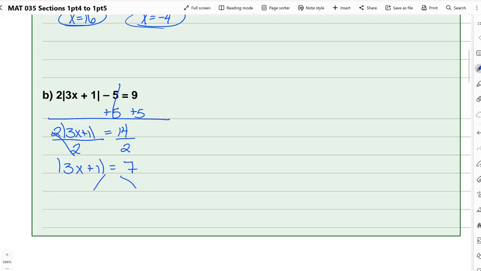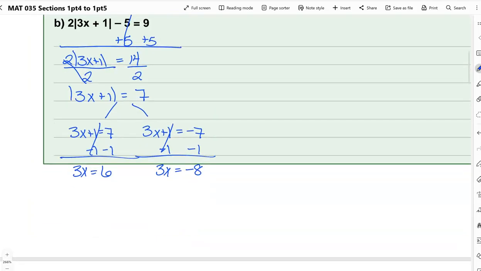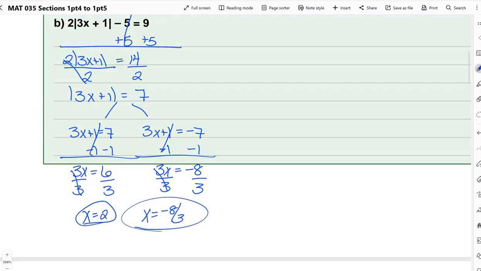This is where we would create two equations. We have 3x plus 1 equals 7. 3x plus 1 equals negative 7. So I'm going to subtract 1 from both sides. So we have 3x is equal to 6, and then 3x is equal to negative 8. And then we're going to divide everything by 3. So we're going to get x is equal to 2, and we're going to get x is equal to negative 8/3. So there's our two answers.